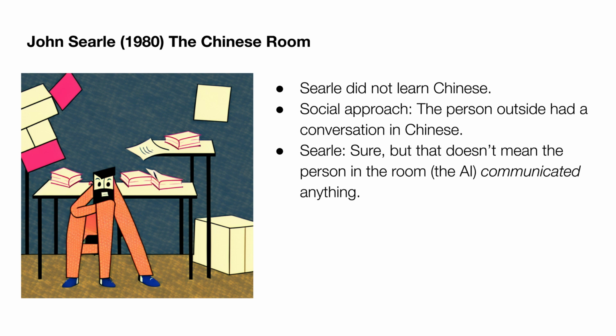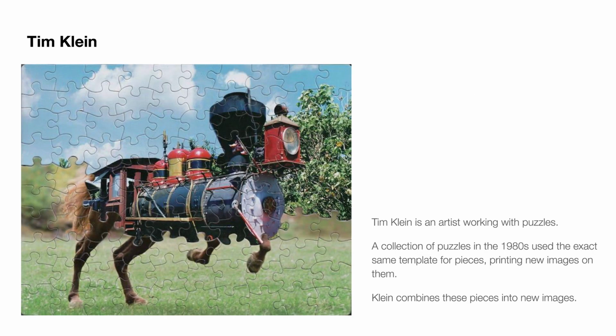So this is an AI art class, so I want to reframe this Chinese room experiment a little bit, and I want to call this version of the thought experiment the puzzle library. And to make sense of this, I want to consider the art of Tim Klein. Tim Klein is an artist, and he realized one day that the jigsaw puzzles he'd been looking at were all using templates. In other words, if you bought a particular brand of these puzzles in the 1980s, they all had images printed on the same set of puzzle pieces, meaning they were interchangeable.